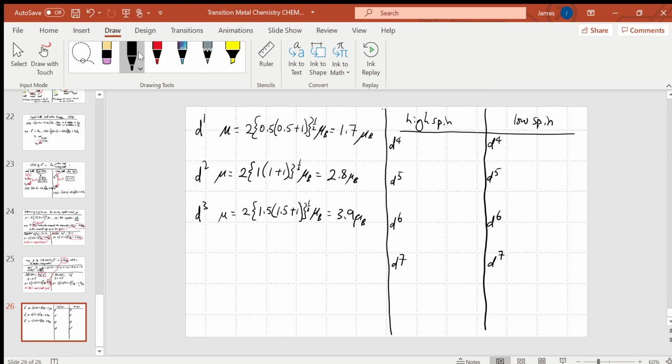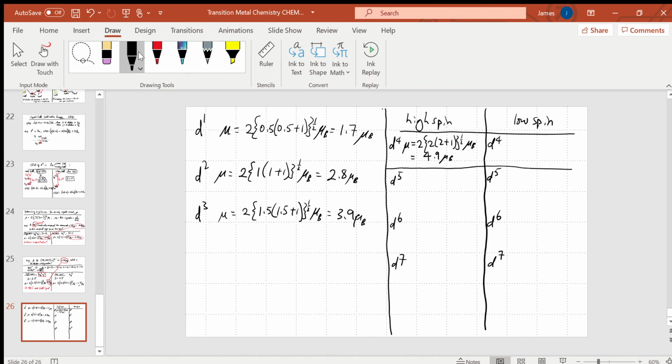Okay, so let's look at D4 high spin. We have mu is equal to 2. If it's high spin, then it would have a spin of 2, so that's going to be 2, 2 plus 1, square root, multiples of Bohr magneton. That would equal 4.9 Bohr magneton.